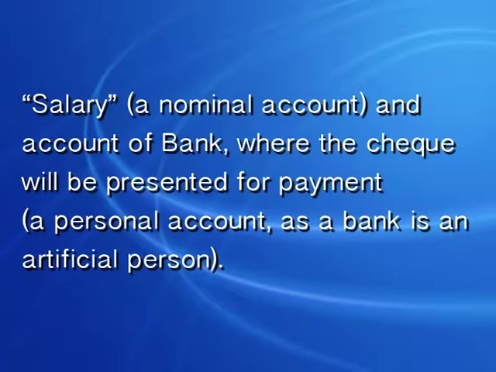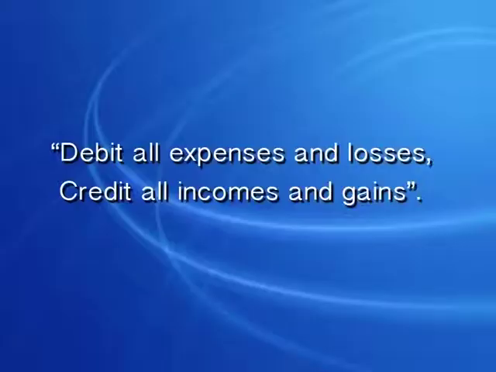So, the two accounts involved in this transaction are an expense called salary, a nominal account, and account of bank where the check will be presented for payment, a personal account. As a bank is an artificial person, salary account being a nominal account is governed by the rule debit all expenses and losses and credit all incomes and gains. As payment of salary is a payment of an expense of the firm, so first part of the rule, that is debit all expenses and losses, is applicable.